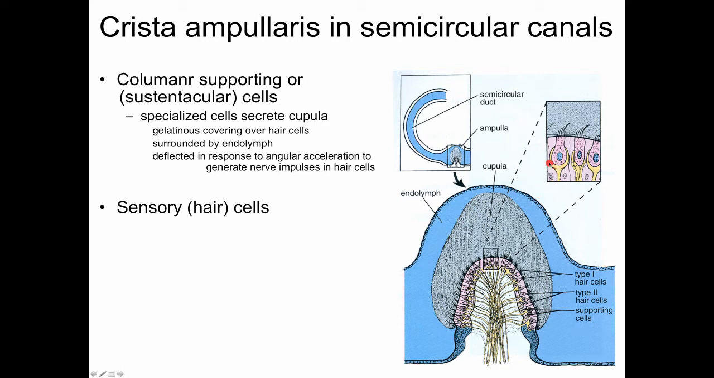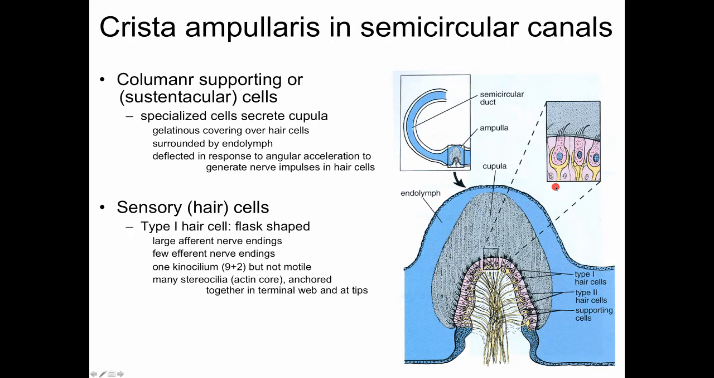Now the diagram here shows these sustentacular cells or supporting cells, and then 2 types of sensory cells. Type 1 hair cells are like a flask-shaped cell. They have very large afferent nerve endings that synapse around most of the cell body, and they have fewer efferent nerve endings. They have a kinocilium.